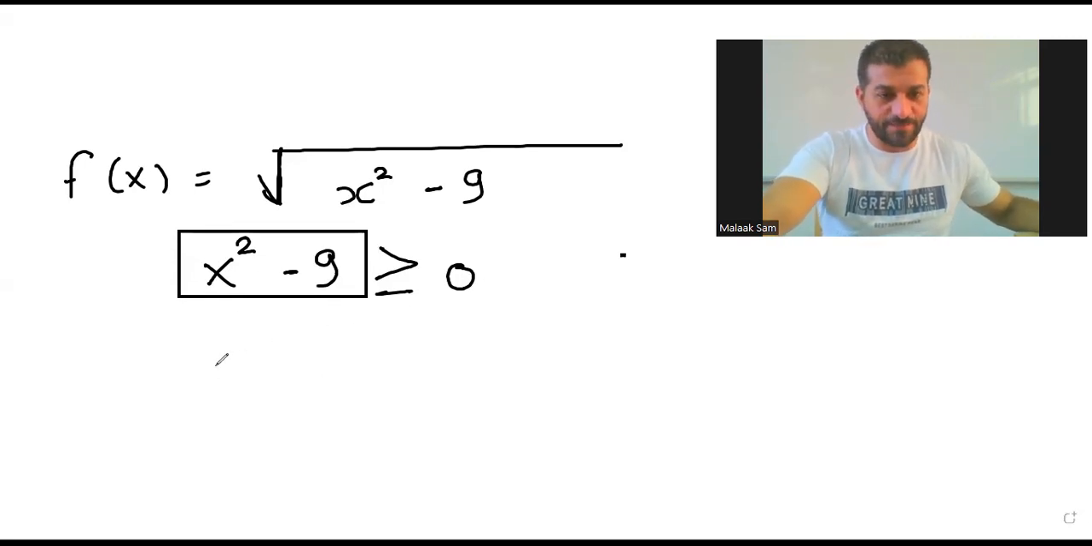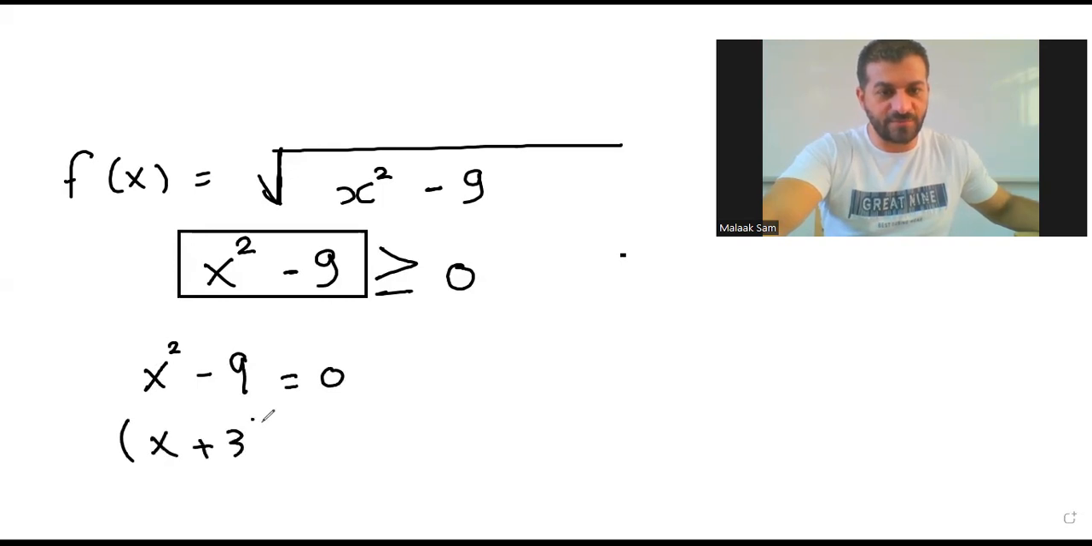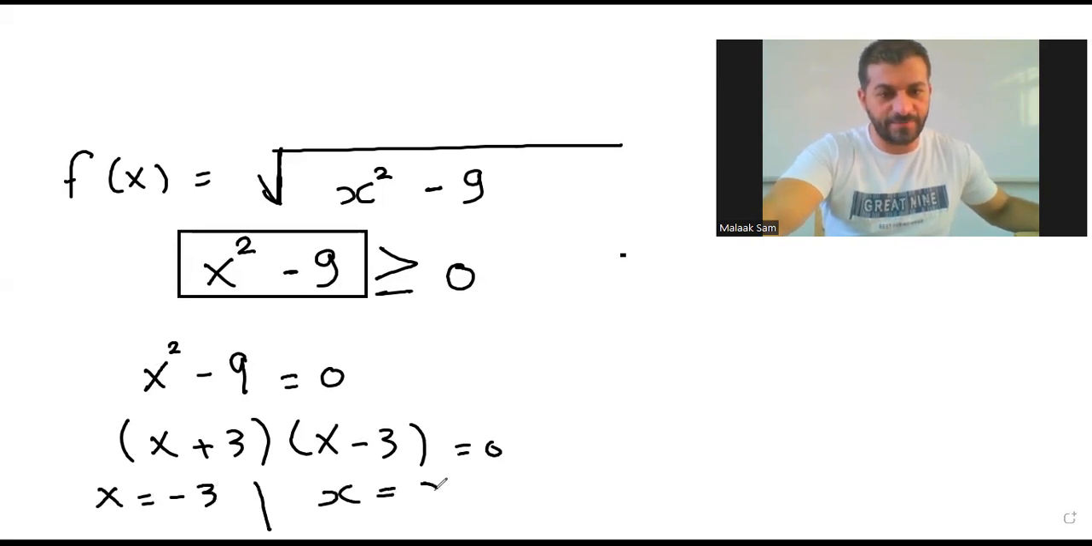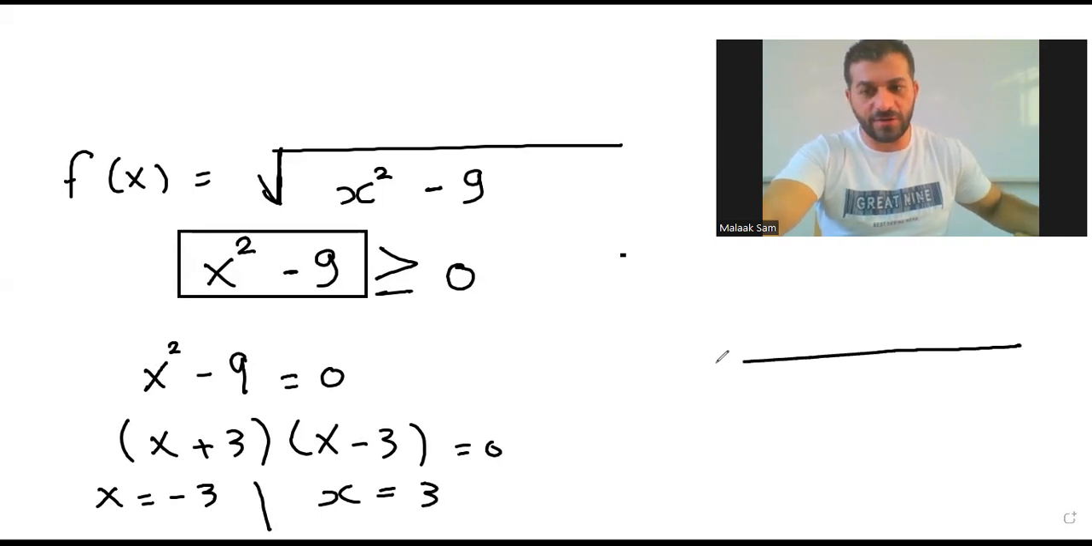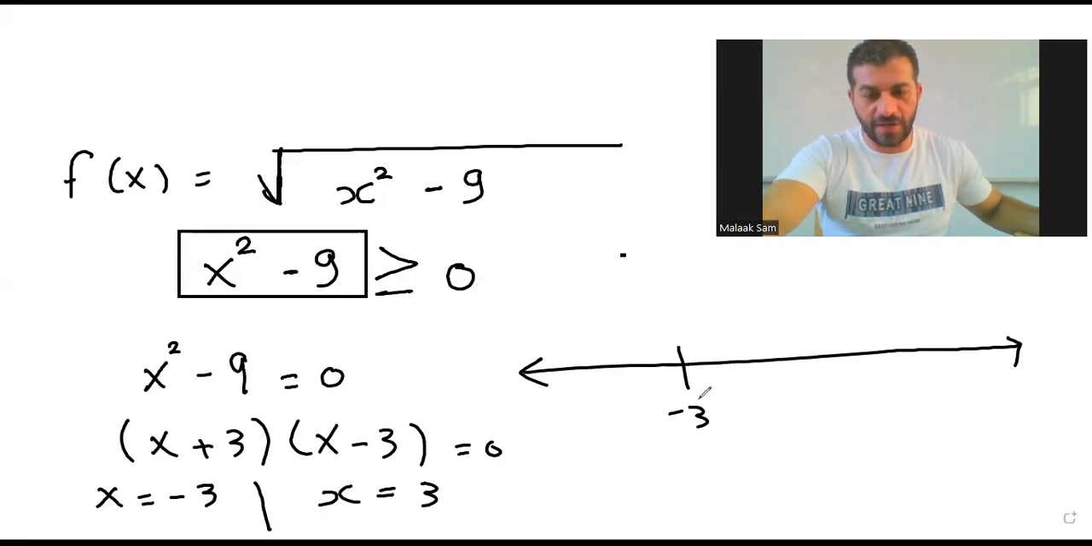So the first step, we will put x squared minus 9 equal to 0. Then we are going to factorize: x plus 3 and x minus 3 equals 0. Then x equals minus 3 and x equals 3. And on the number line, when x equals negative 3, the value of the function is going to be 0.